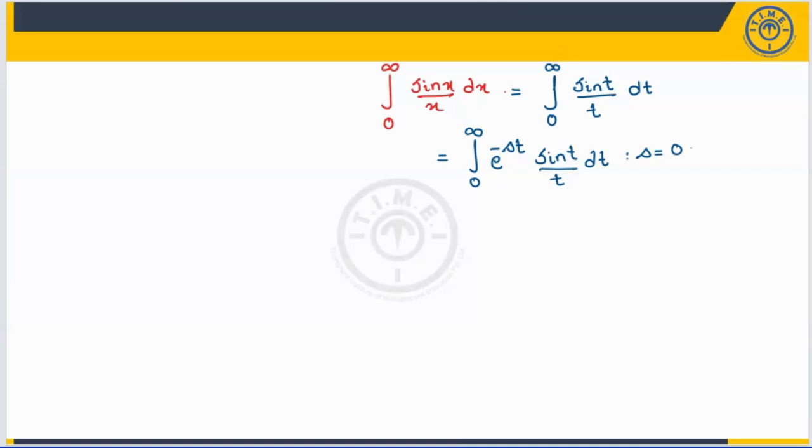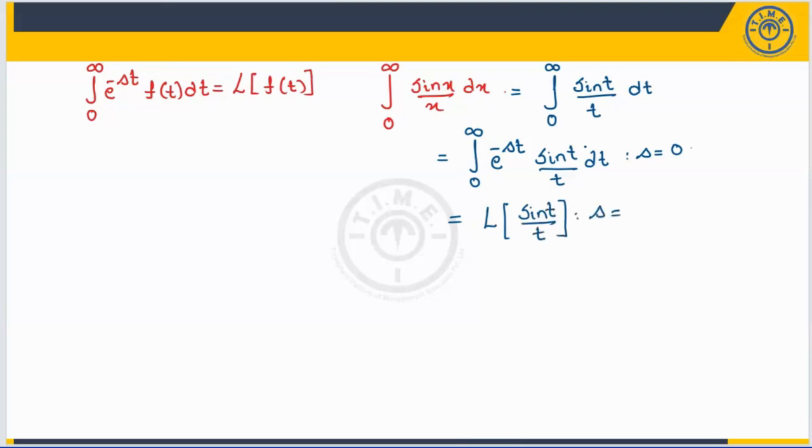Now, what is the definition of the Laplace transform? The integral from 0 to infinity of e to the power minus st into f of t dt. This is the definition of the Laplace transform. Now, what is f of t here? f of t is sin t by t. So that is L of sin t by t, where the value of s is equal to 0.